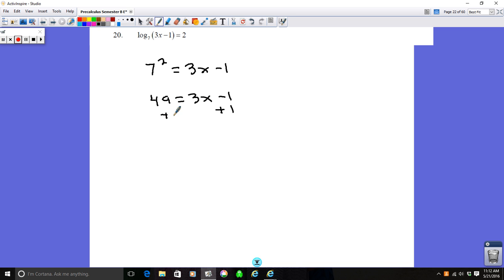If you want the exact answer, it's going to be 50 equaling 3x. So 50 over 3 equaling x is the exact answer. If rounded to 3 decimal places, 16.667 equals x.